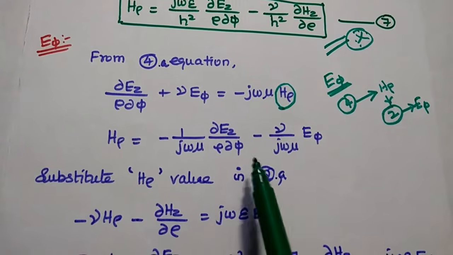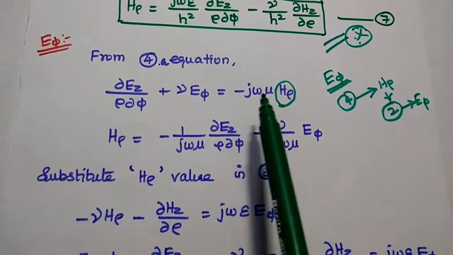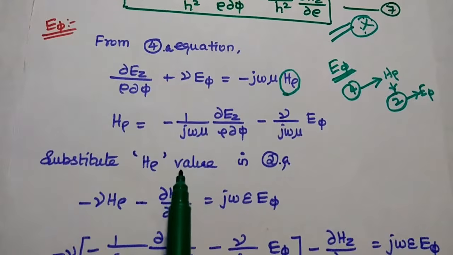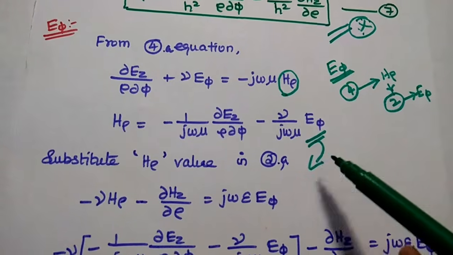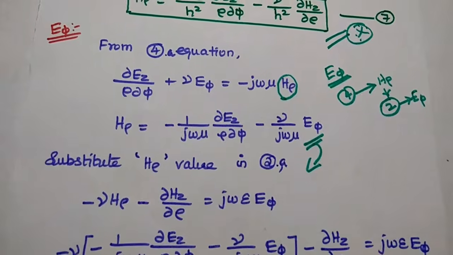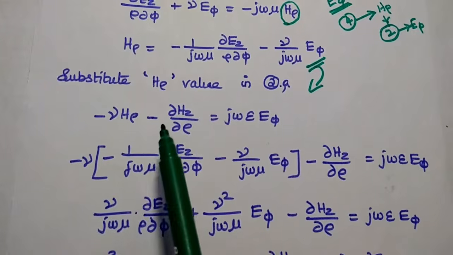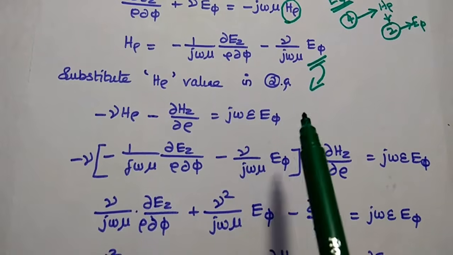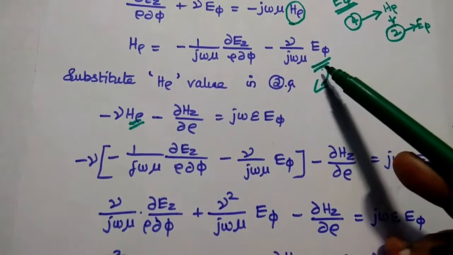Do you all understand this one? So we are going to find out the Hρ from this equation by moving this -jωμ to this side as 1/(jωμ). Okay, so this is the Hρ value. We are going to substitute this Hρ value in the second equation. So what is the second equation here? -γHρ - ∂Hz/∂ρ is equal to jωεEφ. So in this one, this Hρ is replaced with this value, okay.